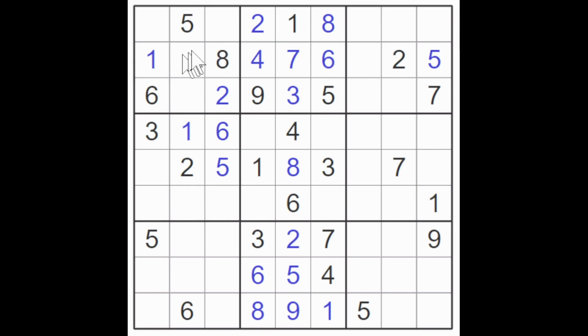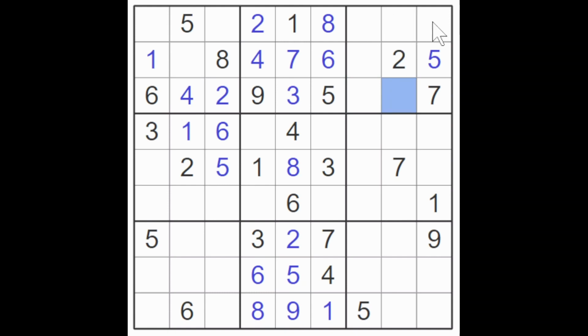A 3, 4, 7 and a 9 for these 4 cells. There's a 3, 7 and a 9 in this row, making this a 4. One of these will have to be a 7 because of the 7 here. And this is a 3 or a 9, and this is a 3 or a 9. These have to be a 1 and an 8.